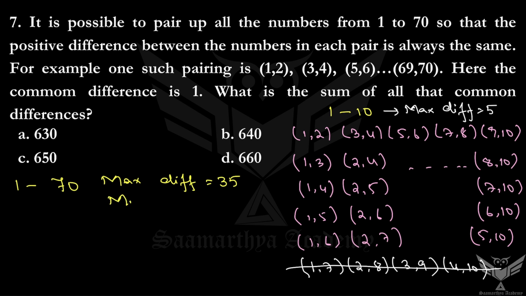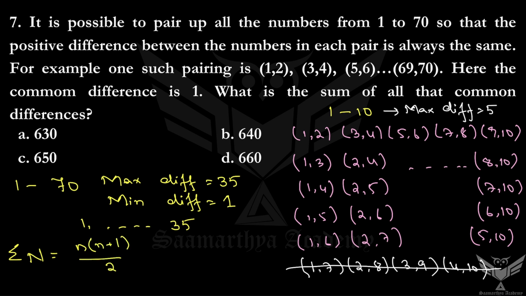And what is the minimum difference? That is 1. So basically it is the sum of all the numbers from 1 to 35. So the sum of natural numbers is what? n into n plus 1 by 2. That is 35 into 36 by 2. So this is 1 times, this is 18 times. 35 into 18 is 700 minus 70, that is 630. That's our answer.